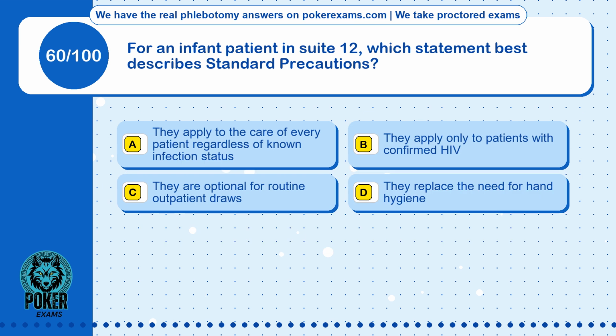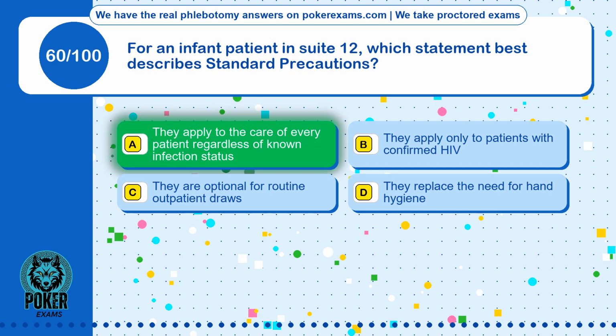Question 60. For an infant patient in Suite 12, which statement best describes standard precautions? Option A. They apply to the care of every patient regardless of known infection status. Option B. They apply only to patients with confirmed HIV. Option C. They are optional for routine outpatient draws. Option D. They replace the need for hand hygiene.